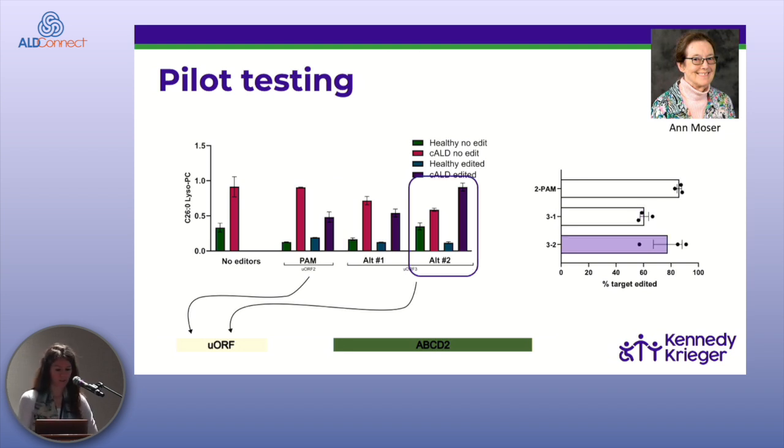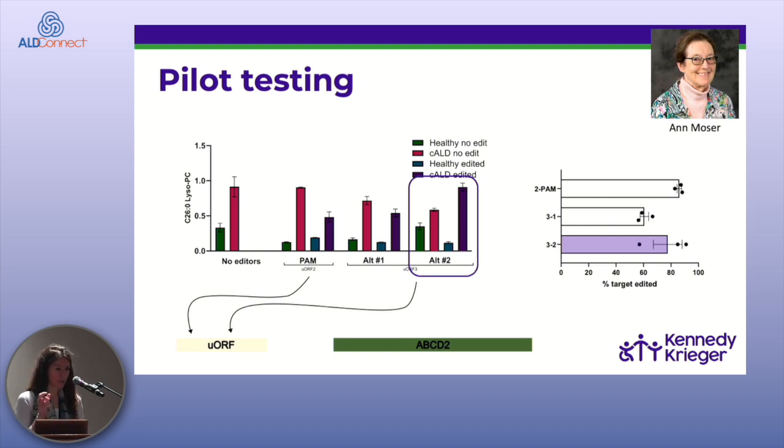Looking at another region within our UORF, we also get a decrease in very long chain fatty acids, with about 60% editing efficiency here. And then our third condition, we actually had an increase in very long chain fatty acids. Of course, that's not what we're trying to do, but we have about a 70 to 80% editing efficiency within that region.